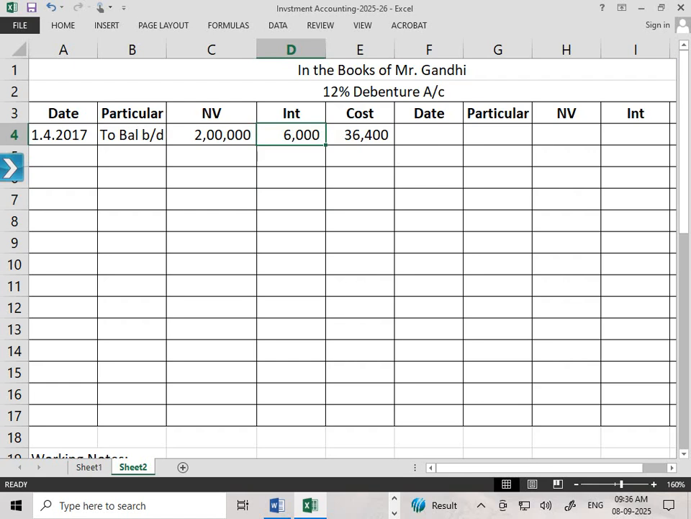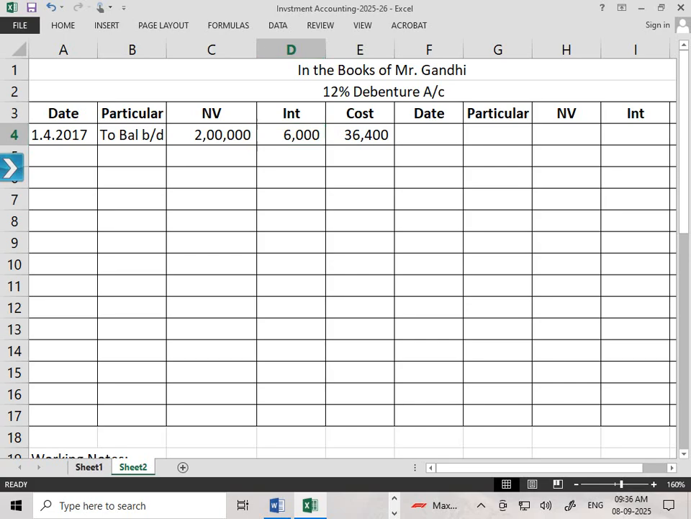So the interest that we have to calculate is up to 1st April from the last due date. The last due date was 31st December. So December gone, January, February and March. April will not come because we have to calculate up to 1st April. So 3 months. So 3 divided by 12 at the rate of what? 12%.